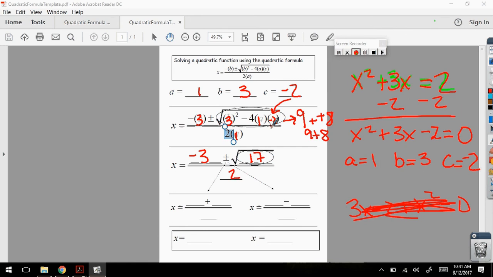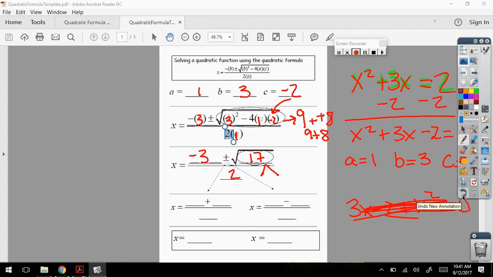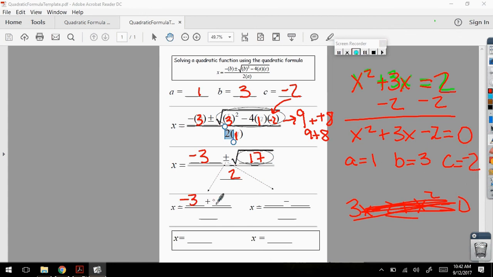So now what I need to look at is that square root of 17. Does 17 have a square root? No. Can you break it up any? No, you can't. And by break it up, I'm talking about using one of those perfect squares with the orange numbers behind me. So that is your answer. You can't do anything. So it's negative 3 plus the square root of 17 over 2, or negative 3 minus the square root of 17 over 2. That is your answer.